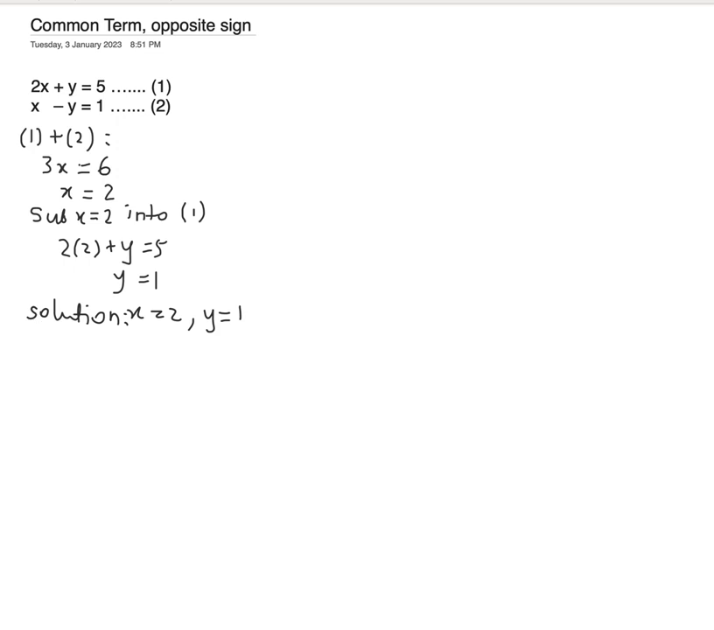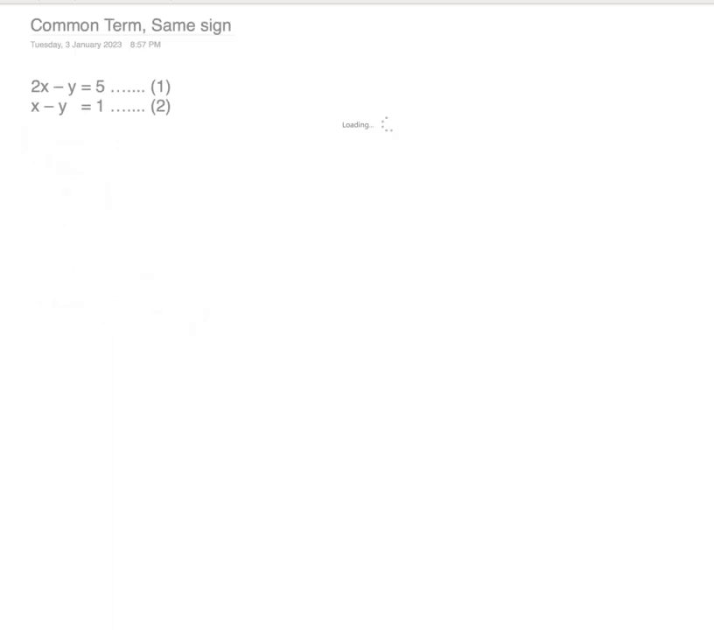In the next example, we have a common term that is the same sign. In this case here, you can see that the y terms have the same sign. So to remove it, we need to subtract one equation from another. Since the x term in the first equation is bigger than the x term in the second equation, I would take equation 1, subtract away equation 2 to remove y.